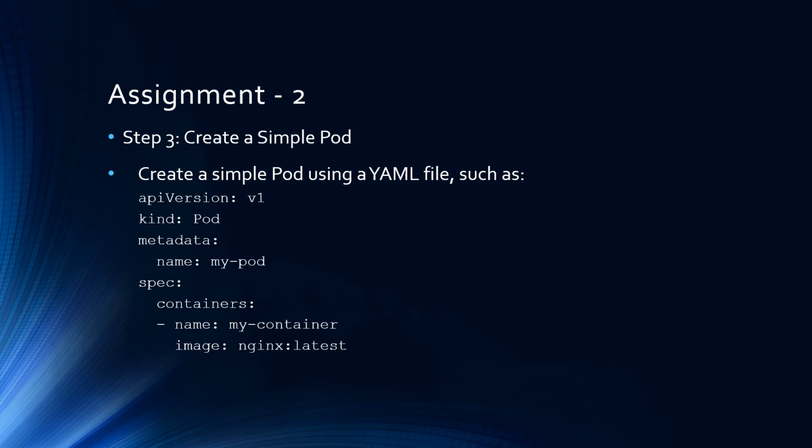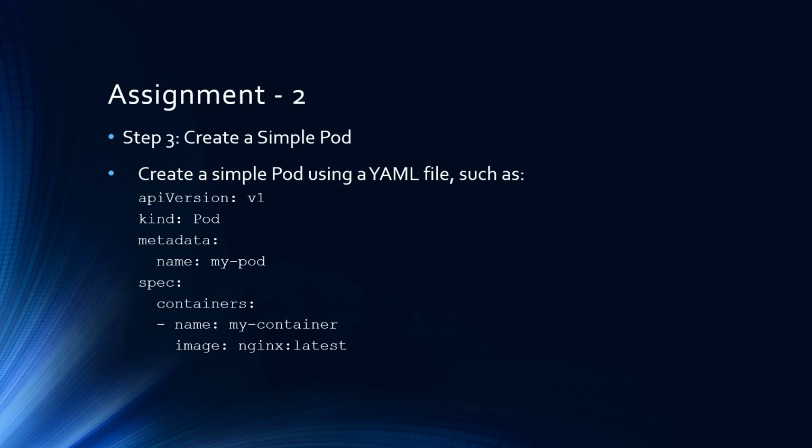In Assignment 2, we're taking our first step into creating Kubernetes resources by setting up a simple pod. This might seem like a basic task, but it's fundamental to understanding how Kubernetes manages containers. The YAML file we're creating might look simple, but there's a lot happening here. Let's break it down. apiVersion: v1 indicates we're using the core Kubernetes API.